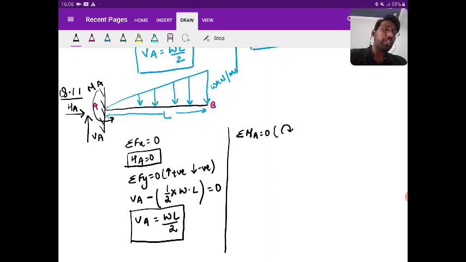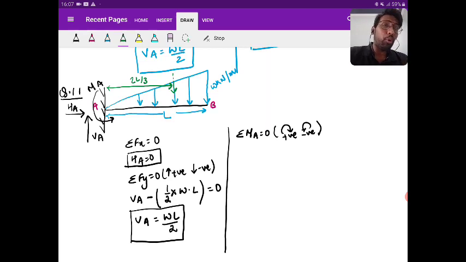Let us take clockwise positive, anti-clockwise negative. Since the point is at left, I will be moving from right. In the right, first there is a UVL. This UVL will first pass through its centroid. Let us say this is the centroid. And we should note its distance from the end A, that is 2L by 3.